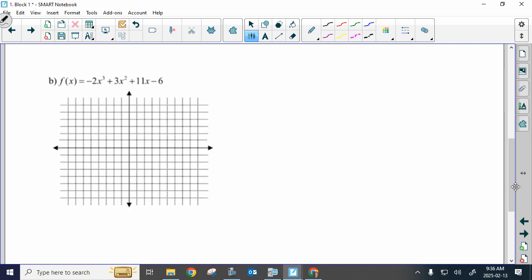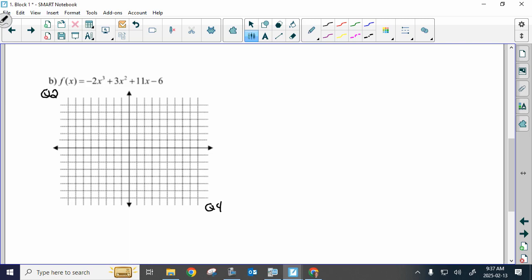Okay? So if I want to accurately graph this, first of all, what's my end behavior? What's my end behavior? How do you know? Yeah, you're thinking downhill. So we know we're going to go Q2 to Q4.